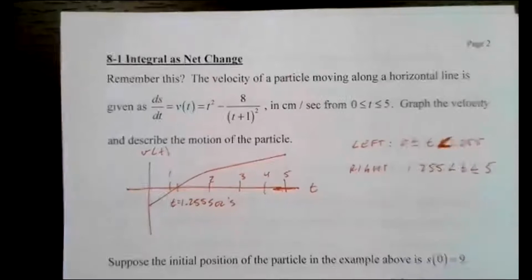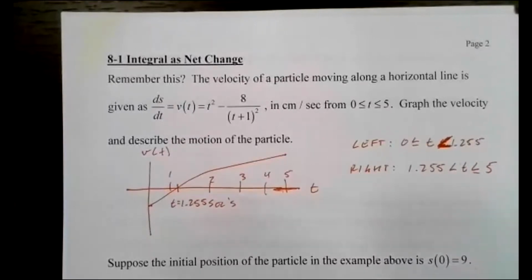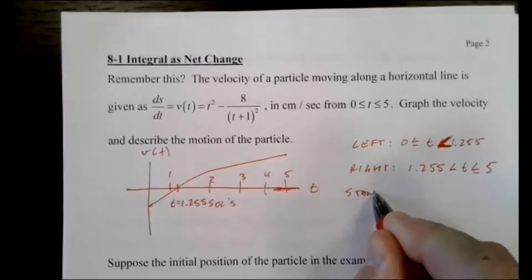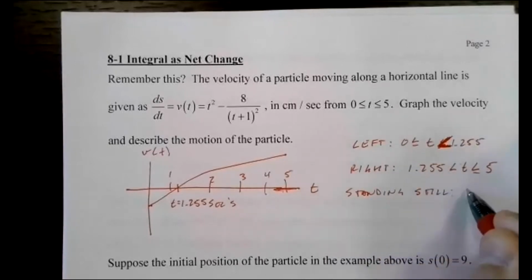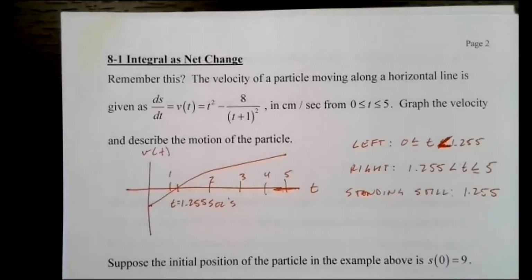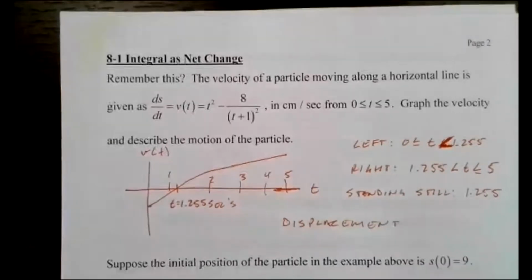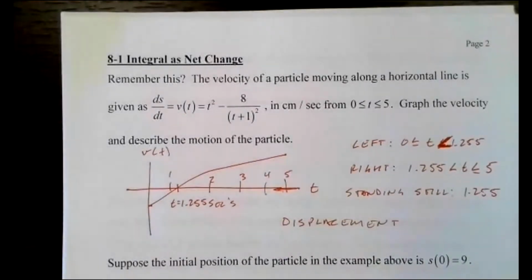Standing still, 1.255 seconds. I'm leaving all my units off, just keeping it simple. All right, that's what we call displacement. Where has it gone? It went left, it went right, it went left, it came back to us. Its displacement is 0. What's total distance traveled? That's a totally different question. We'll get back to that.